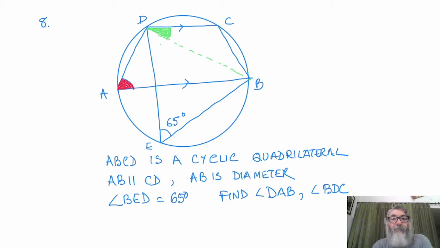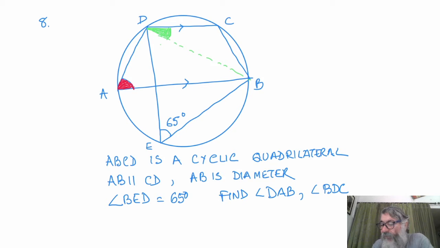And what is the property of cyclic quadrilateral? The opposite angles of a cyclic quadrilateral are supplementary. That is the property we will have to use somewhere. Now he has also given AB is parallel to CD. That means I will somewhere or the other use the property of parallel lines. If two parallel lines are cut by a third line, they make alternate angles equal. And also he has given that AB is diameter, which is of course the property of semicircle: angle in a semicircle is a right angle.